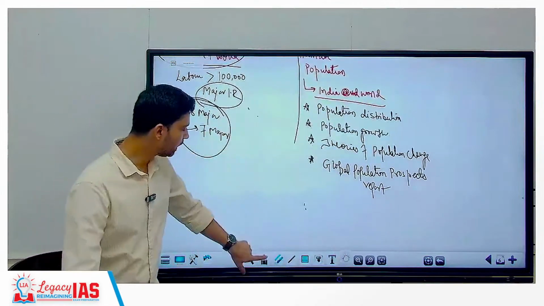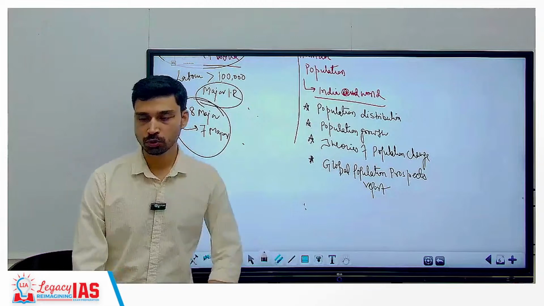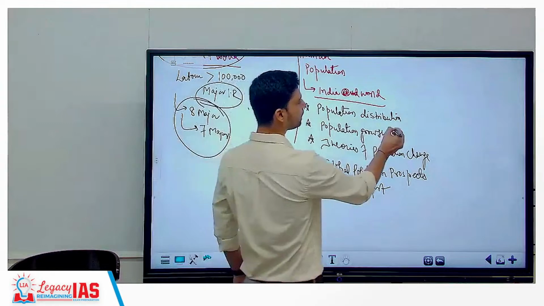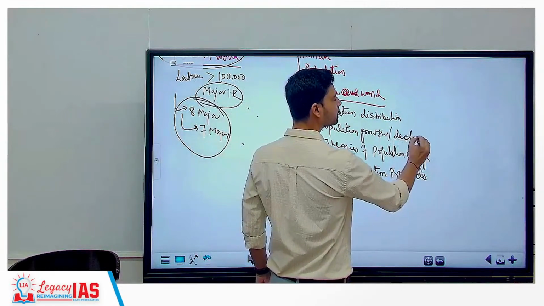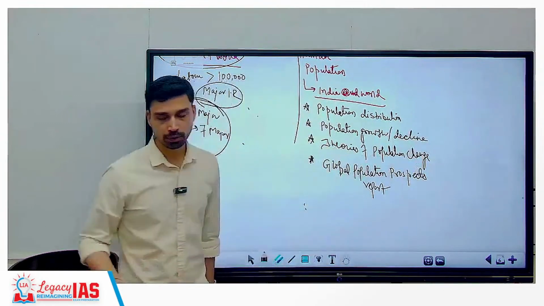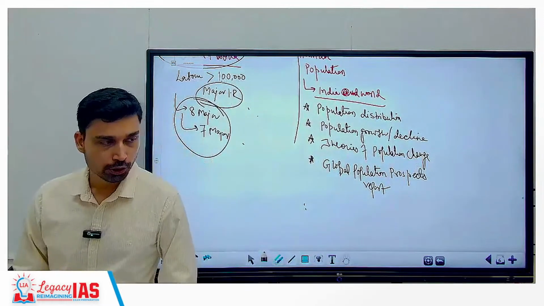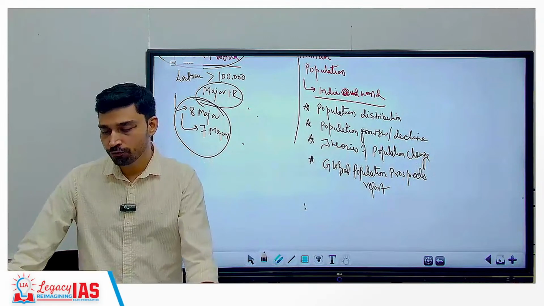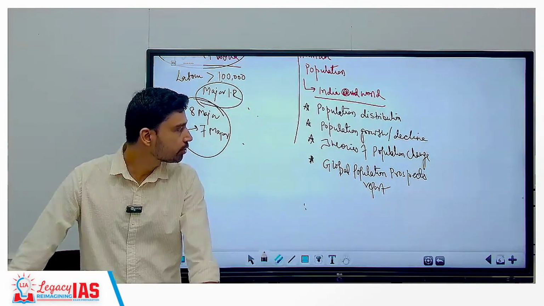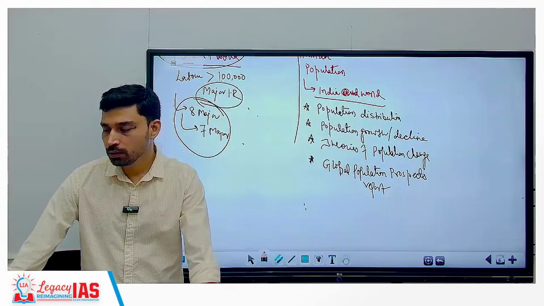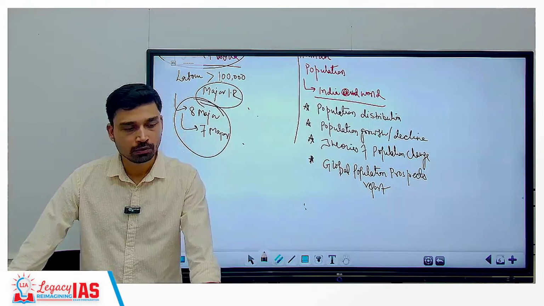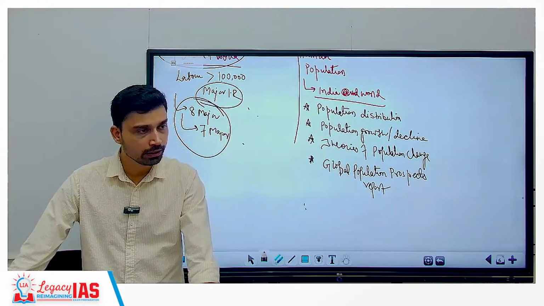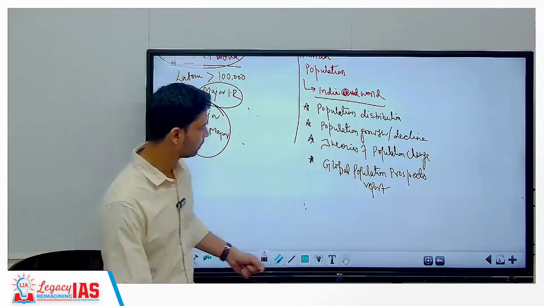Population distribution, both in India and the world, and how growth is happening, population growth or decline. Because in some countries, what is happening? Population is not growing in all the countries. Some countries are facing a decline of the population. So we study population growth as well as decline, the theories of population change, and the Global Population Prospects report. Understood? So that is the part of population.